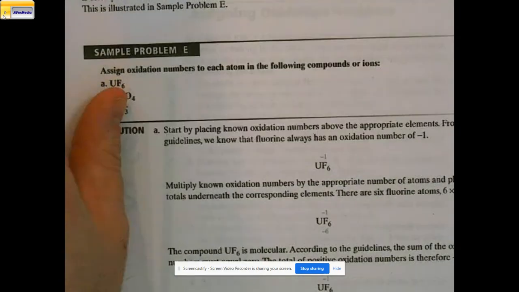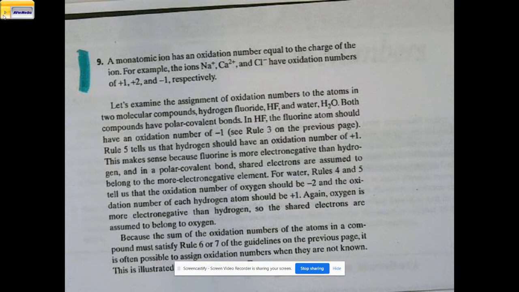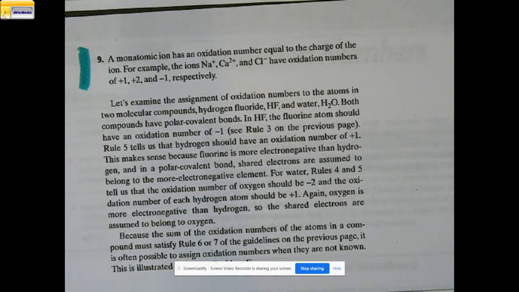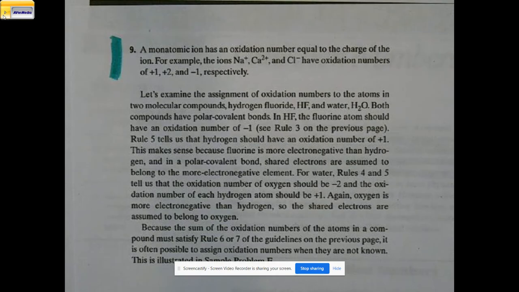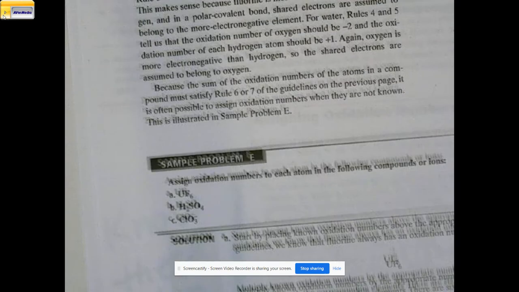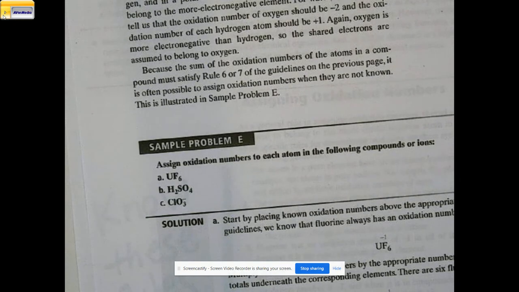And then right here, the monatomic ion has an oxidation number equal to the charge of the ion. For example, the ions Na+, Ca2+, and Cl- all have oxidation numbers of +1, +2, -1, respectively. So, what does all that mean? All that is the theory, but how do you actually apply it, right? So, once again, I wanted to work these sample problems right here to show you how to do this.